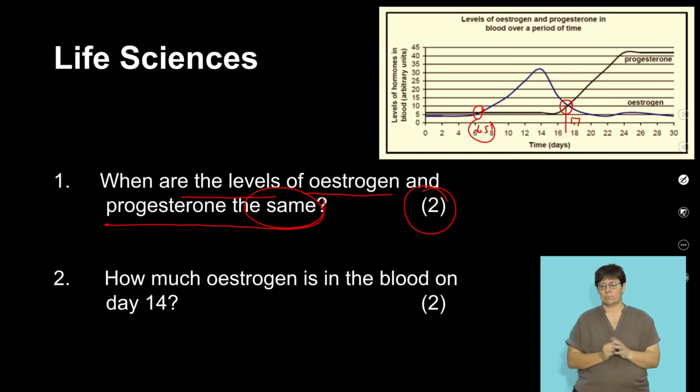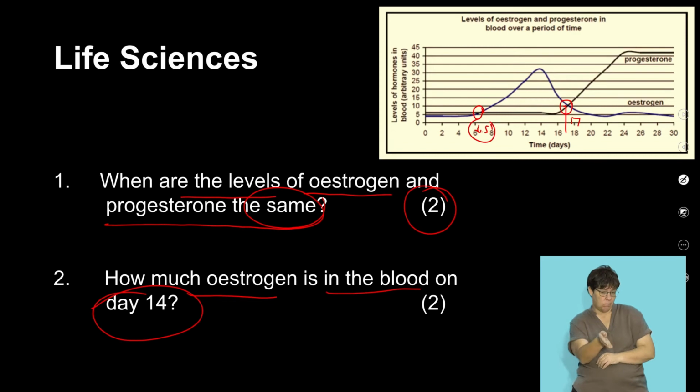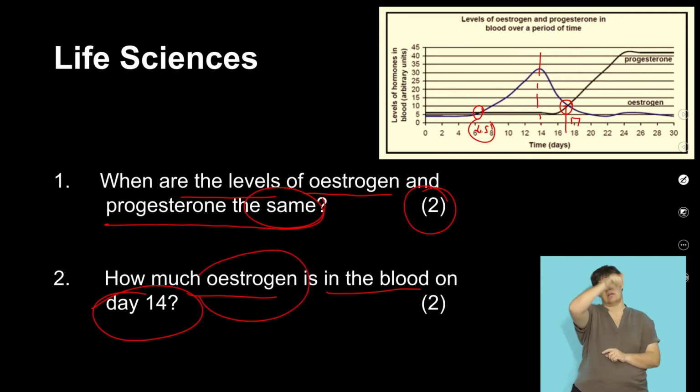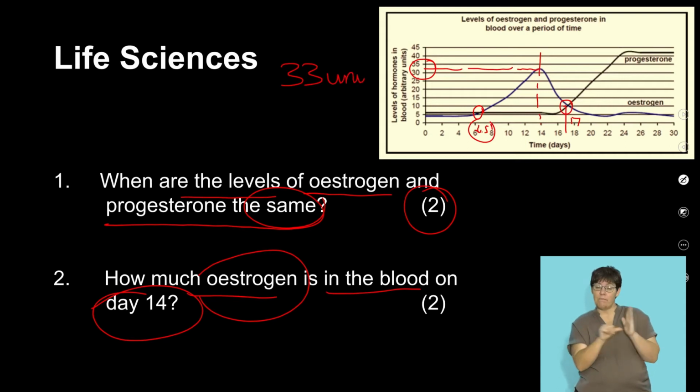Okay, how much estrogen is in the blood on day 14? Again, guys, around day 14, we've got to be able to use our rulers and extrapolate. And the hormone we're referring to is estrogen. So if you go up all the way to estrogen, you've got to use your ruler and extrapolate that. And that's around 33 units. It's important that we recognize what unit is given. And here it refers to arbitrary units, so we'll give arbitrary units as the unit of measure.